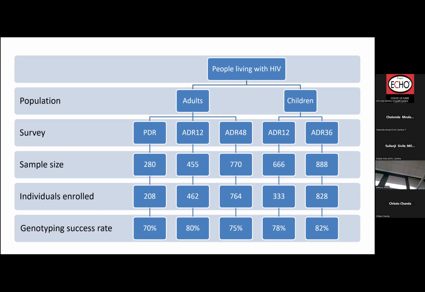You can see that we couldn't do pre-existing HIV drug resistance for children because there are very few children who are starting treatment. So these are the number of patients we sampled and so on. Those were enrolled, as you can see. So this was a good study. You can see that the sample was really good. Total sample was close to 2,000 patients that we got to test. So these are the results.